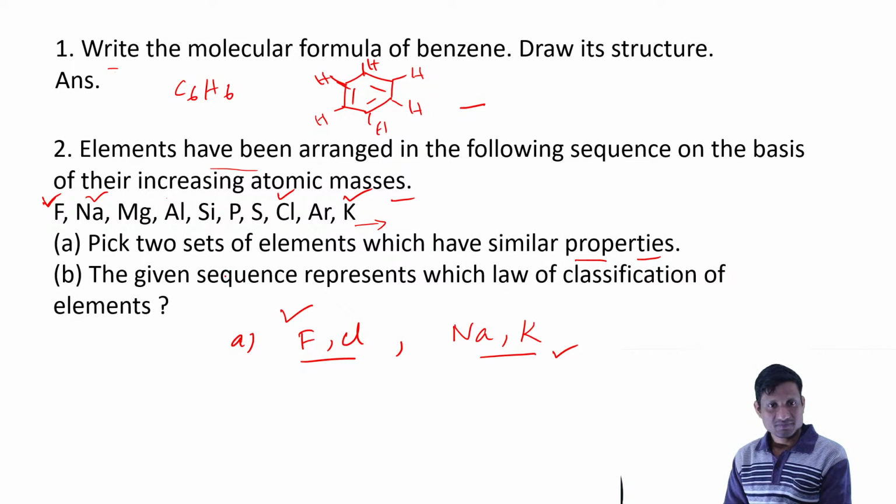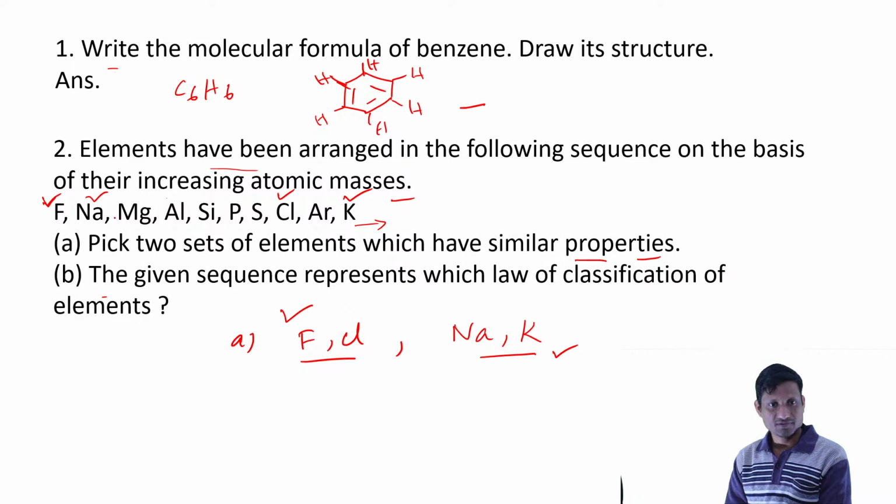ओके, तो इसके बाद जो सेकंड क्वेश्चन है, वो क्या बताया: द गिवन सीक्वेंस रिप्रेजेंट्स व्हिच लॉ ऑफ क्लासिफिकेशन ऑफ एलिमेंट्स। तो यहाँ पे अकॉर्डिंग टू द एटॉमिक वेट the elements were arranged, but no, we do not see it like the modern periodic table. So we can think about the octave rule. Okay, तो octave rule किसने दिया था? Let's check whether there is an octave rule or not.